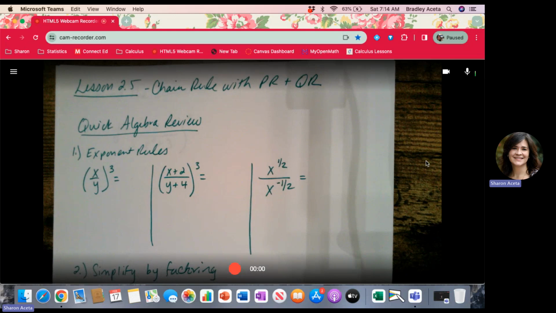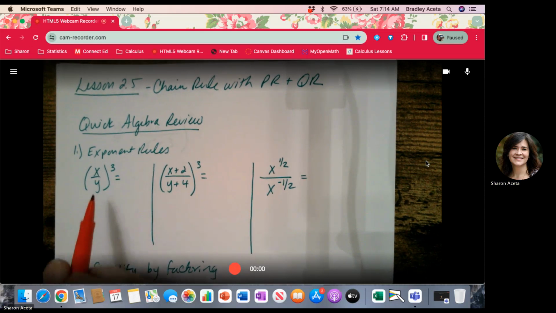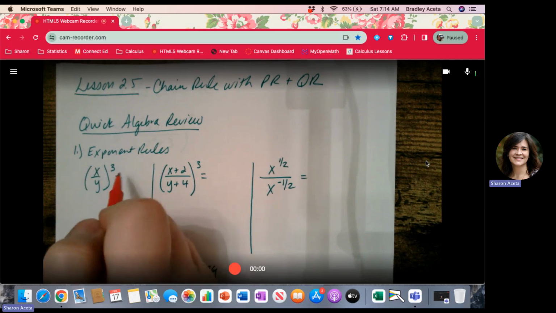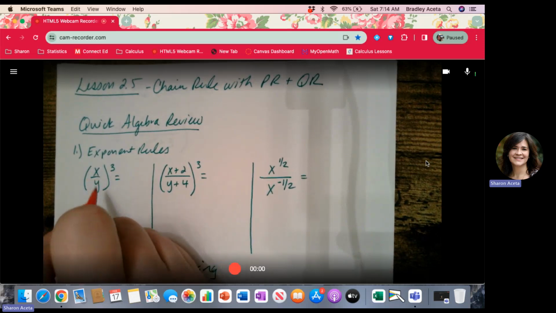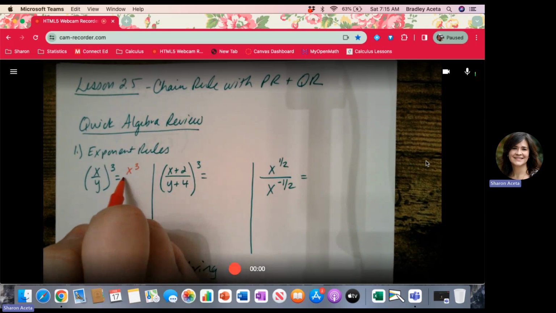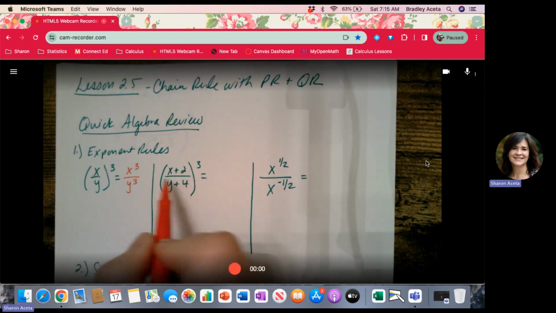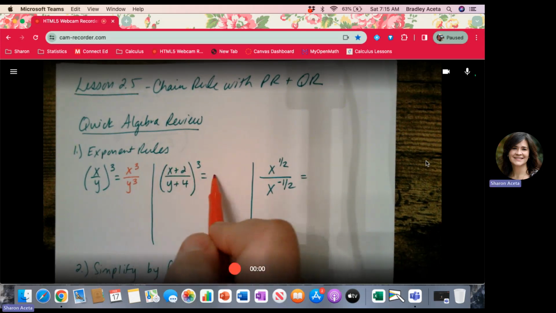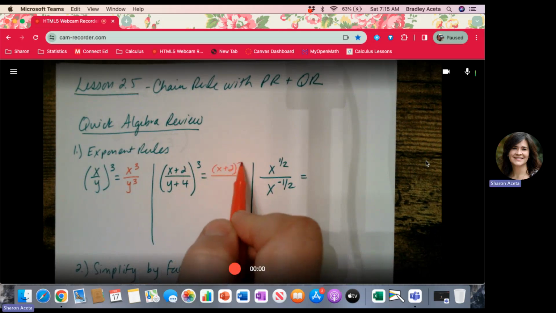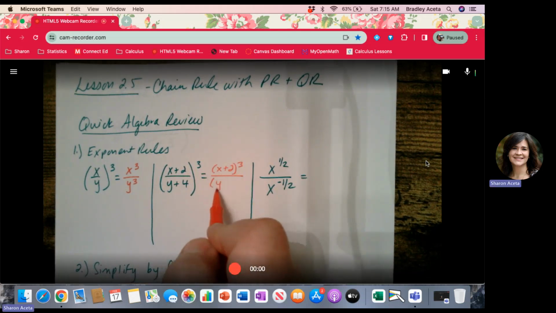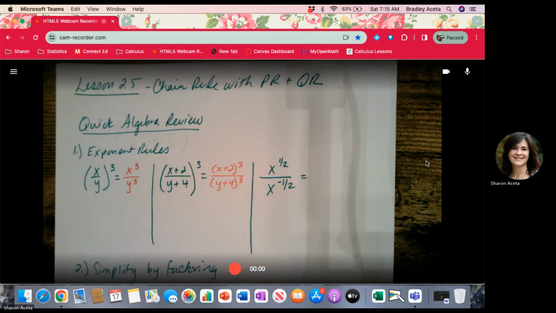So before we begin, I want to go over some exponent rules because we're going to be doing some factoring and exponent rules. You should remember that when you have a fraction to a power, you can take the top and the bottom and raise each to that power. So this would be x to the third over y to the third. If it's a quantity, you take the entire quantity to the third, and then the bottom's entire quantity to the third. This is going to come into play with what we do in a minute.